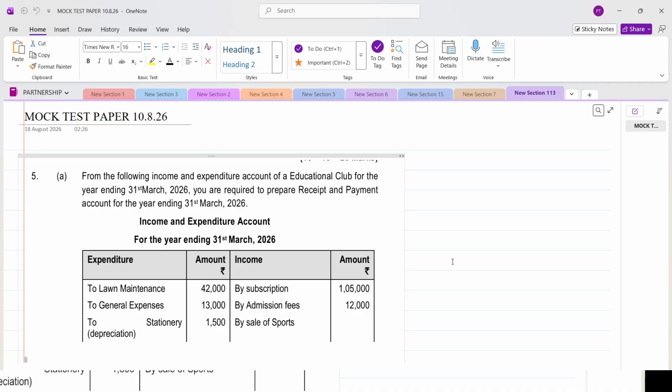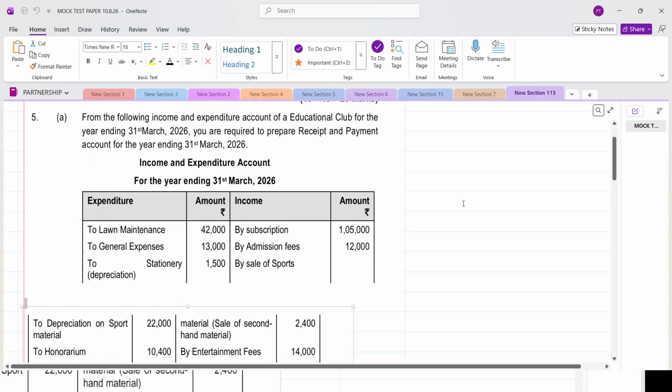We have already seen part B and C. Now, only A part is left out. This is also carrying 10 marks. From the following income and expenditure account of an educational club for the year ending 31st March 26, you are required to prepare a receipt and payment account for the year ending 31st March 26.